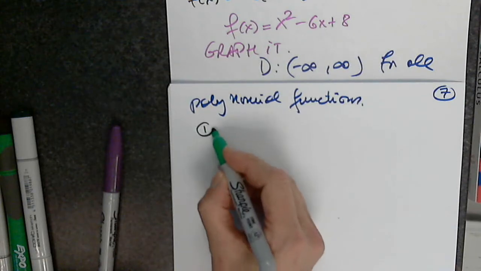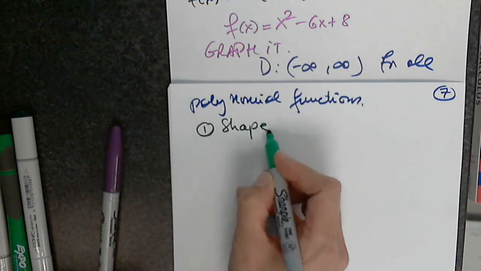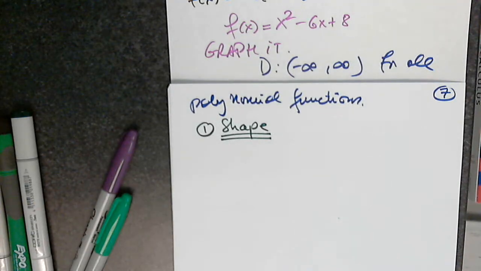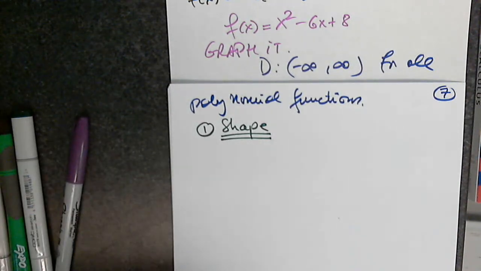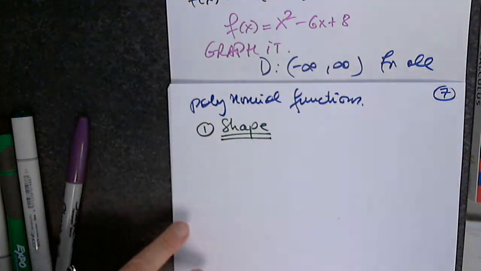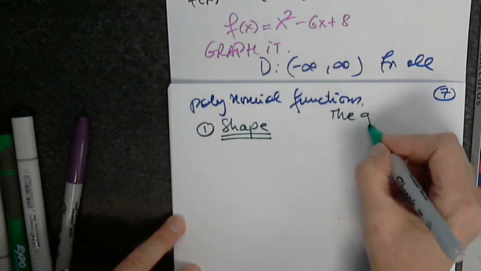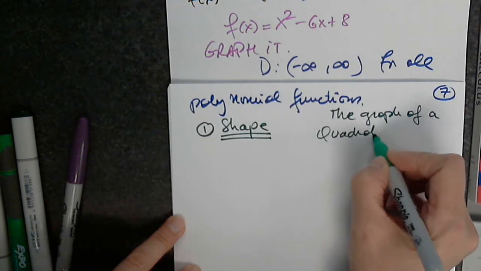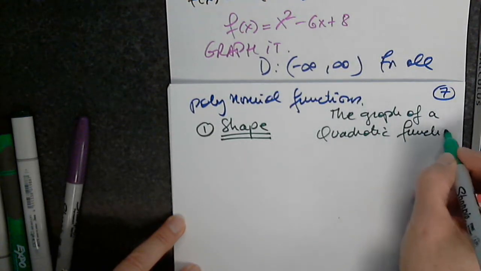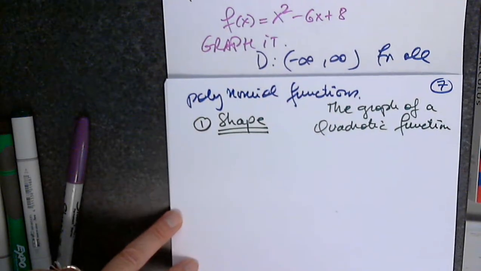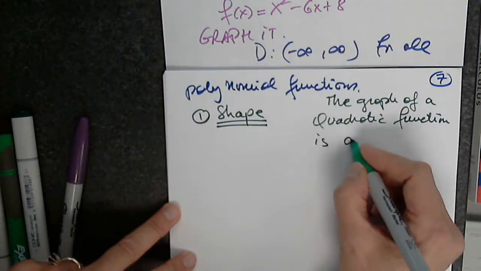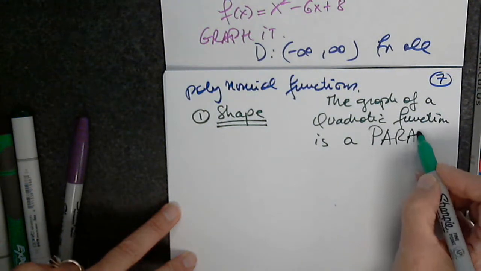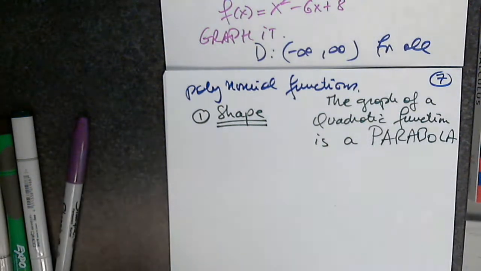Number 1, the shape. I thought we discussed that, but you're right, I should mention. The graph of a quadratic function, although we know, let's write it one more time. The graph of a quadratic function is, yes, indeed, a parabola. We know that.